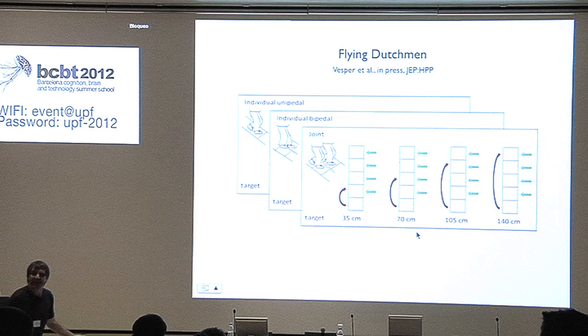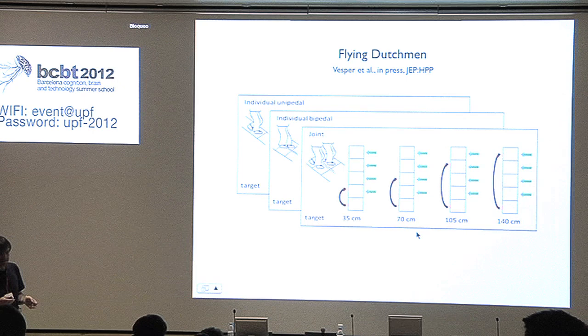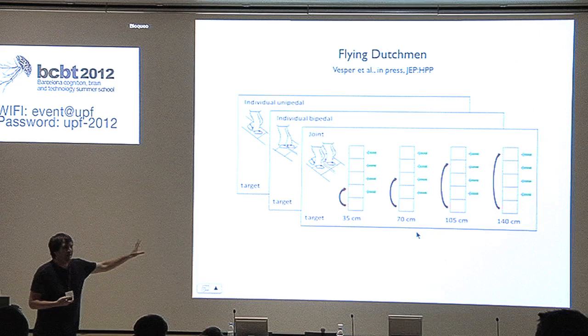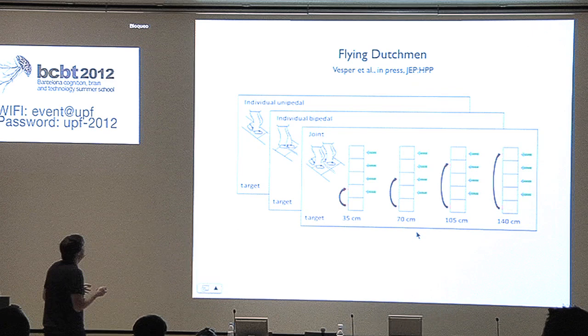And our prediction was actually that perhaps what people would do is take the bipedal model that they have for their internal sort of action planning as a proxy for the joint model. I mean, we can't prove that directly, but that was the reason for actually collecting the individual bipedal condition.